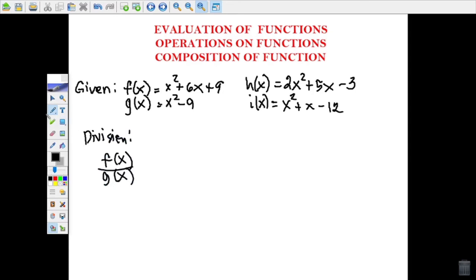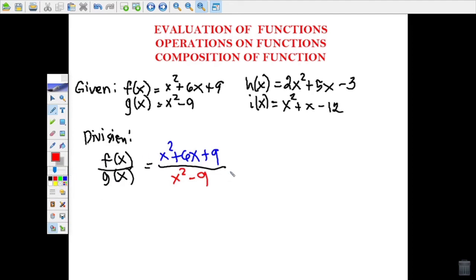Okay? So, again, kopyahin lang muna natin. So, what is f of x? X squared plus 6x plus 9. Then, what is g of x? Ang g of x ay x squared minus 9. So, take note na this is a polynomial. Okay? Yung f of x. And g of x is also polynomial. So, pwede siyang maging factorable.